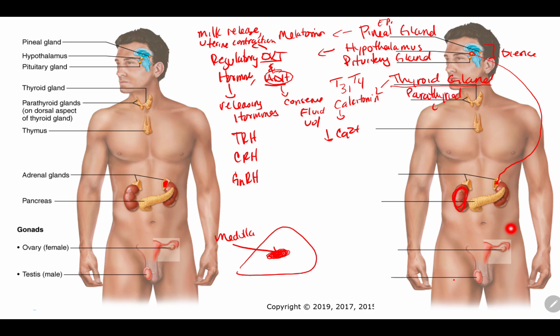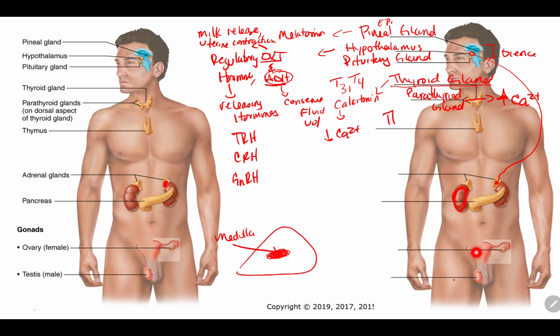On the back of the thyroid gland, you have the parathyroid gland. Parathyroid gland also is important for calcium control, right? So if there's too little calcium in the body, parathyroid hormone is a hormone that's going to be produced in order to raise calcium levels in the body.